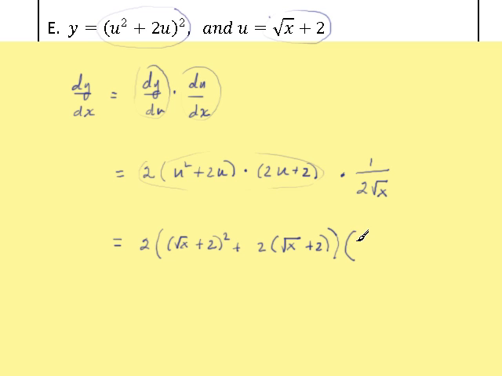Okay, now over here, 2 square root x plus 2, times, finally, times 1 over 2 square root x. So that's the whole thing.